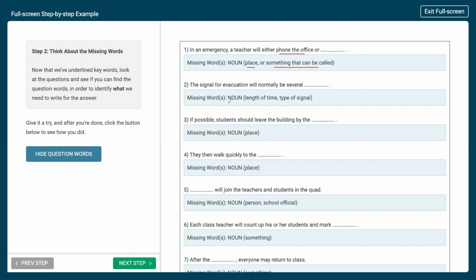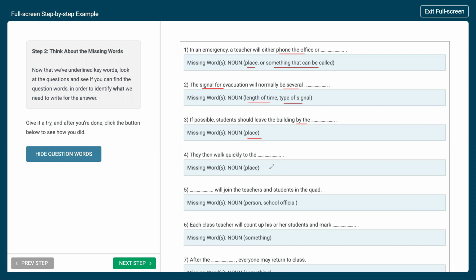Then for number two, we're looking for a length of time or a type of signal. So we're looking again at the signal for evacuation. It will be several something. It could be minutes. It could be beeps. Okay, it could talk about the type of signal that it is. We're not sure yet. Number three, we're looking for a place, most likely. So students should leave the building by the garden or by the other building. Okay, we're not quite sure, but we might see a place here.